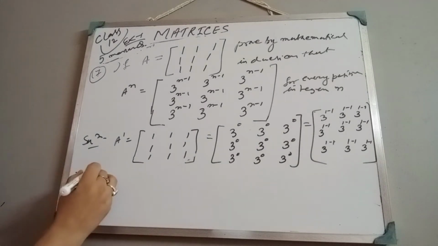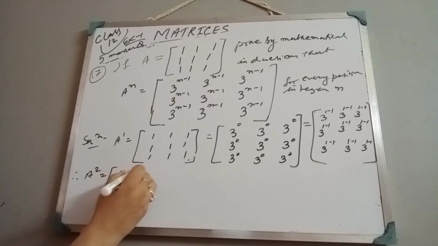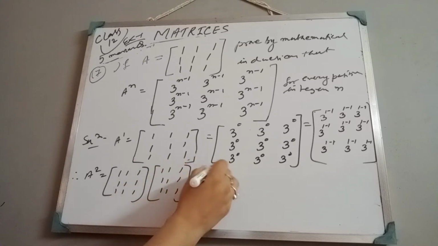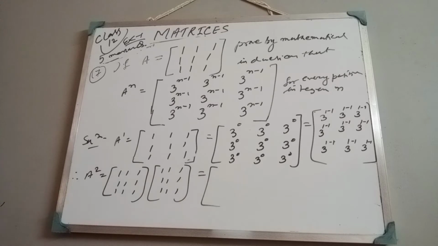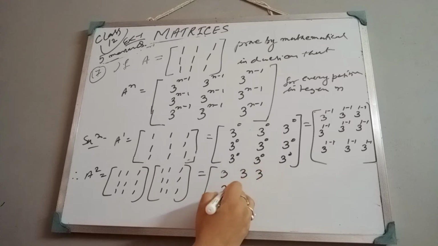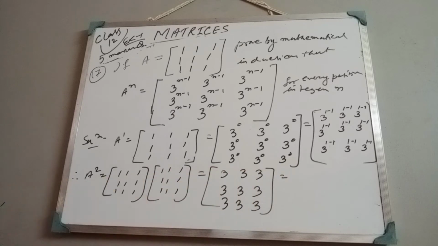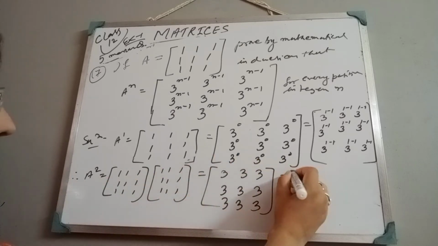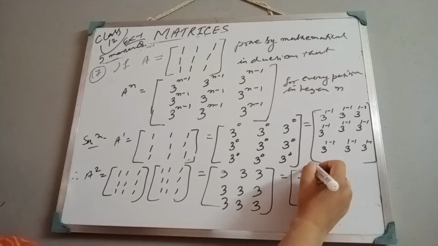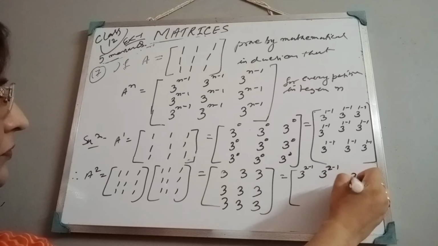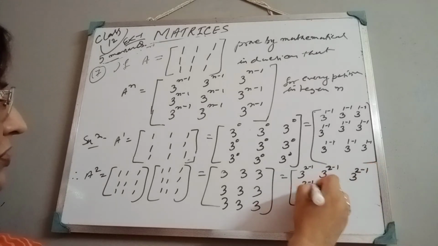Now find A square. A square means A into A. First row, first column, 1 into 1, so 1 plus 1 plus 1, so it is coming 3, 3, 3. 3 means we know 3 to the power 1 only. So we can write 3 to the power 2 minus 1 directly. Same thing here, and here also the same.